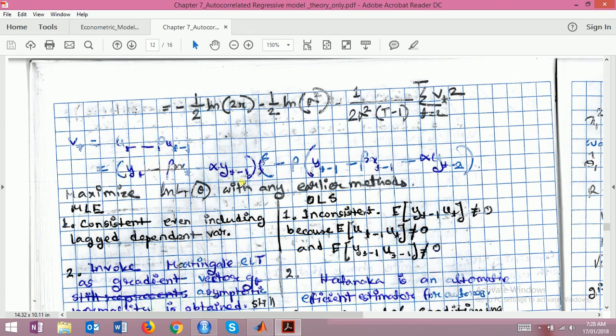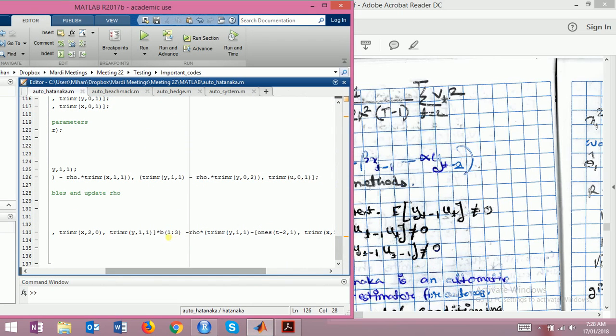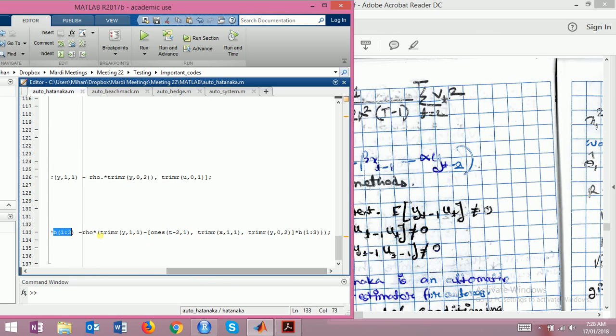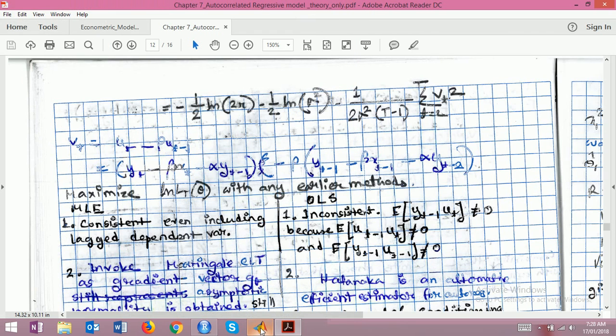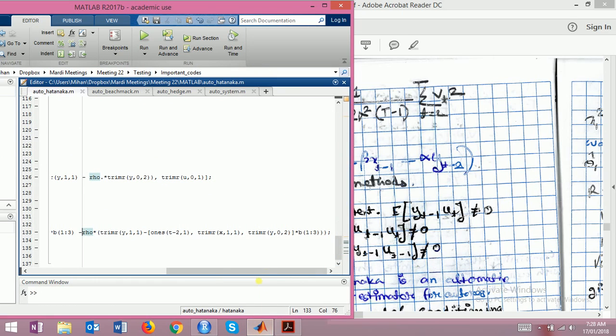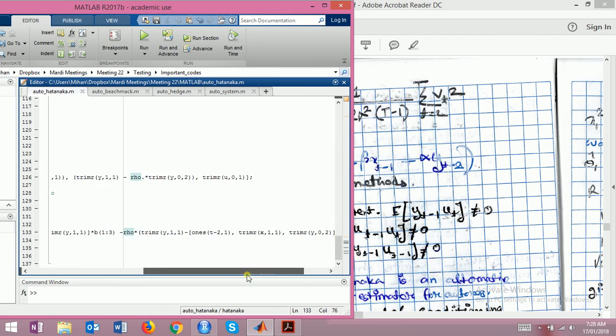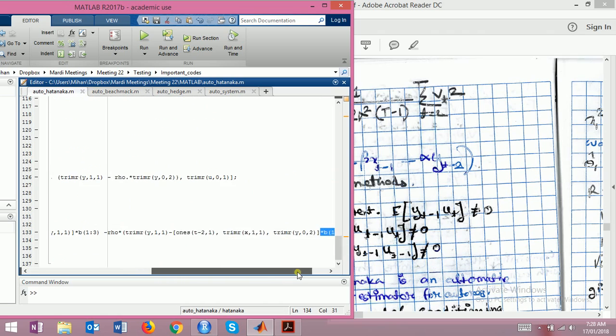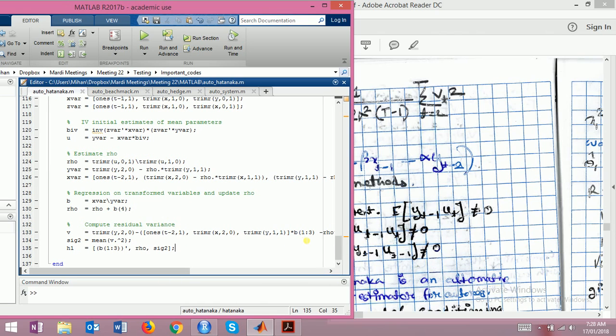Alpha yt minus 1, this is beta xt 1 to 3 into 1 to 3, then alpha is rho yt minus 1, which is y11, then rho yt minus 1 beta xt minus 1 alpha yt minus 2, then the whole thing again. Yeah, this is something like that, then rho sigma square.